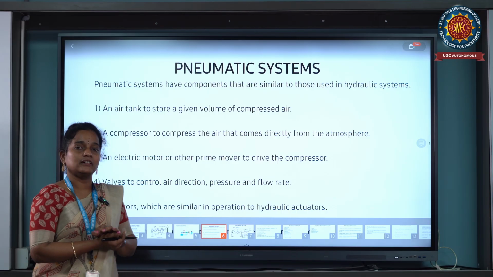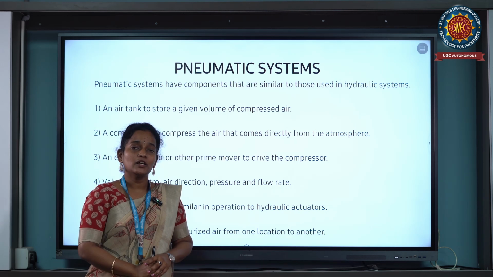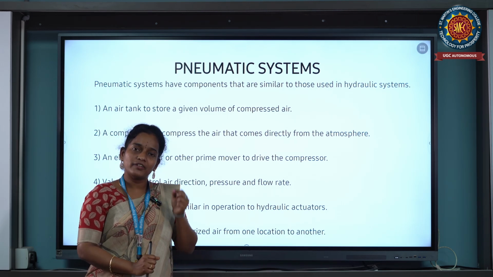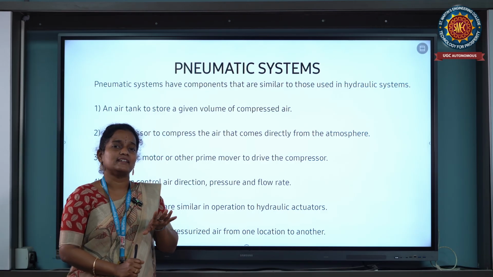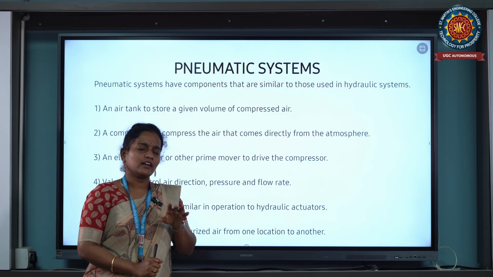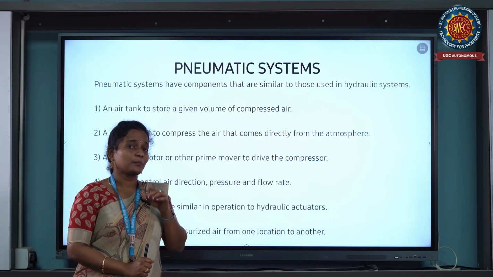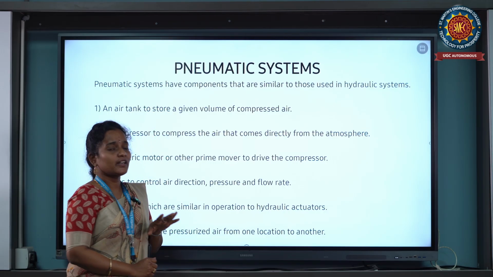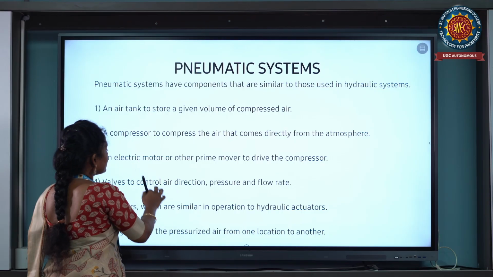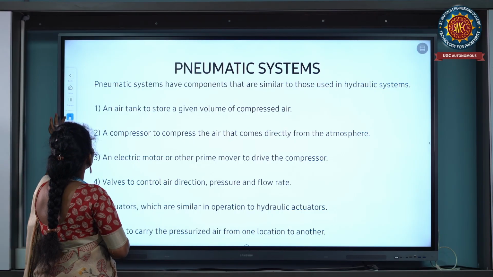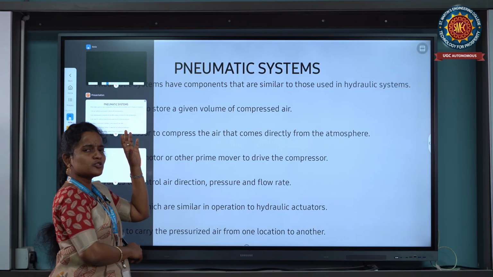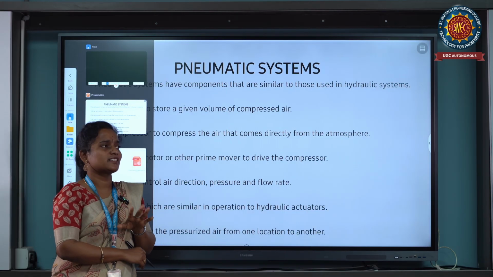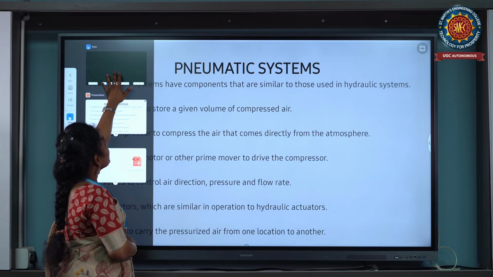What is the use of the compressor? To compress the air. When air is compressed, what happens? The pressure of the air increases, right? Once I show one layout of a pneumatic system, you will get a clear idea about this. How many components are we using here? Totally we are using 5 components, and those components are similar to the hydraulic system only.